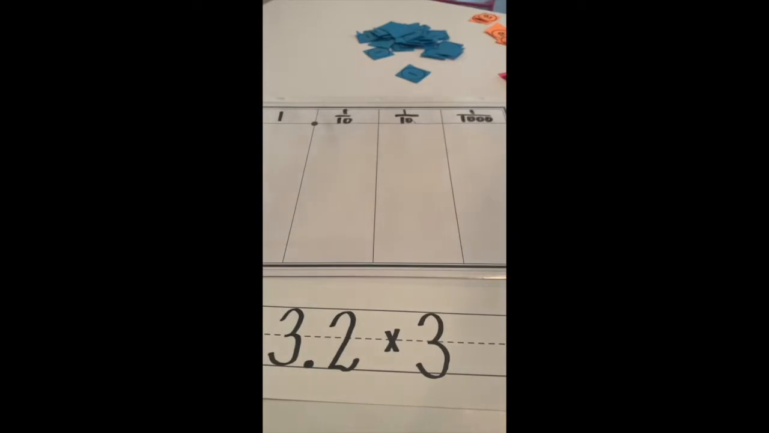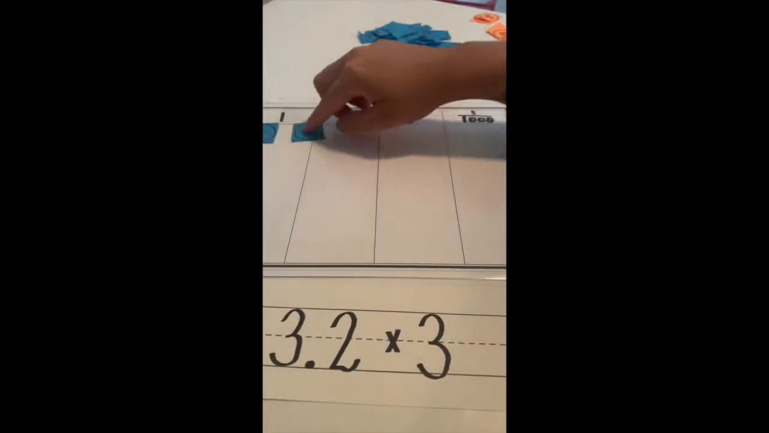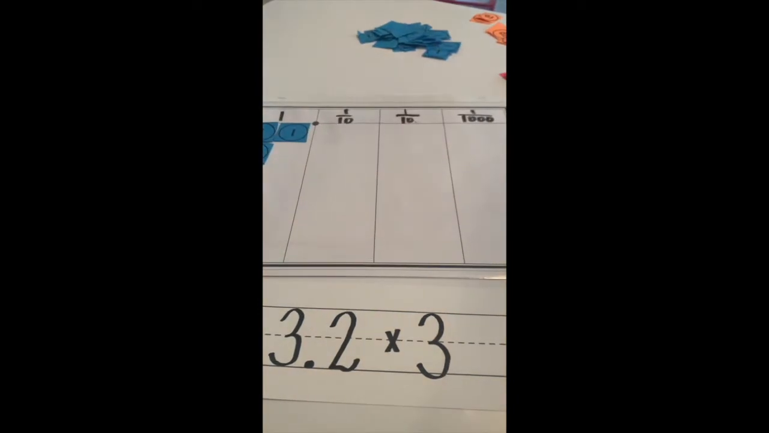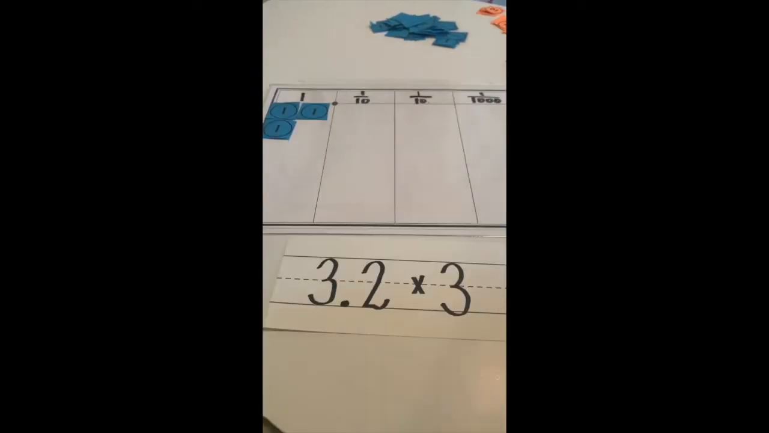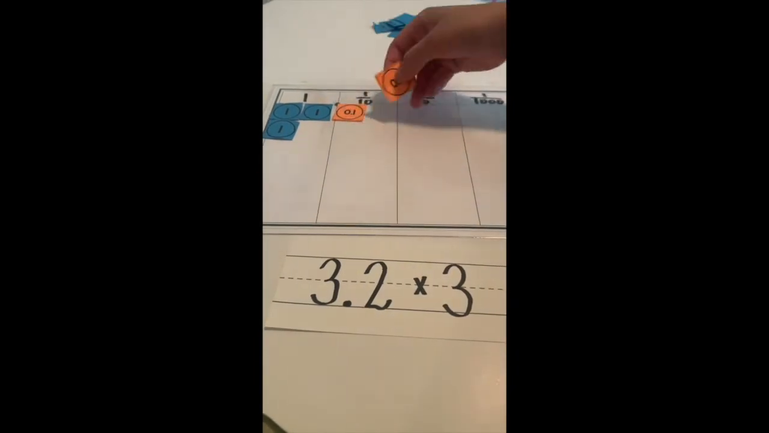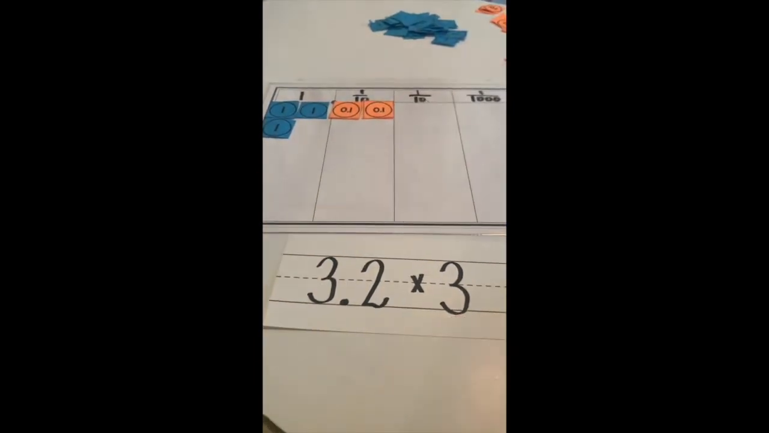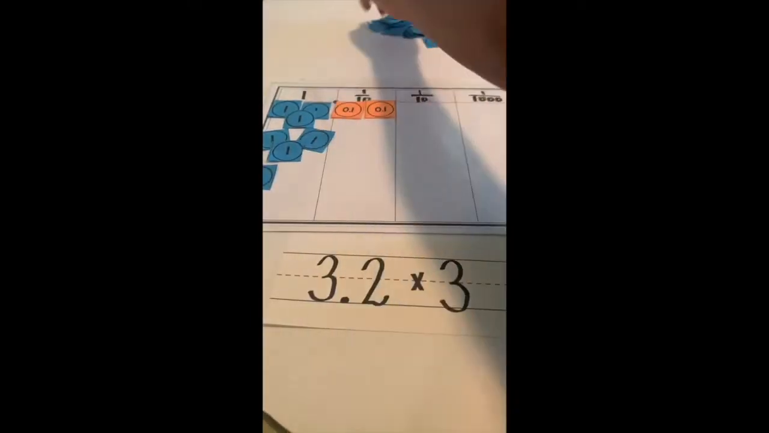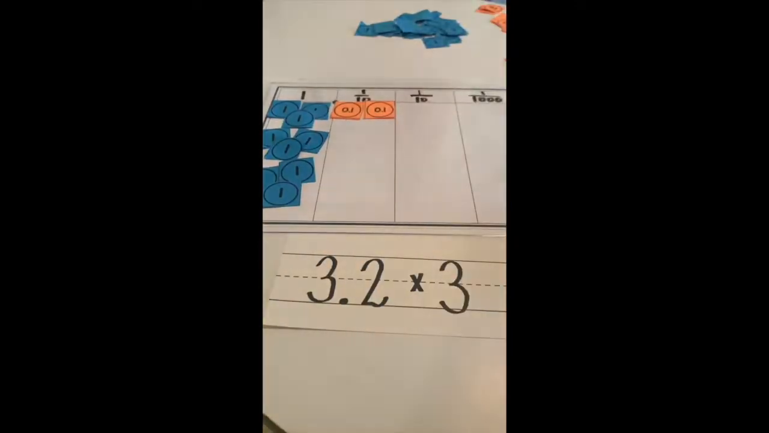Let's get ready to multiply decimals. I'm going to find the product of 3 and 2/10 and 3. First, I'm going to put 3 in the ones place and 2 in the tenths place. Because my other factor is 3, I need to do 3 ones 2 more times. Now I am ready to add 2/10 2 more times.